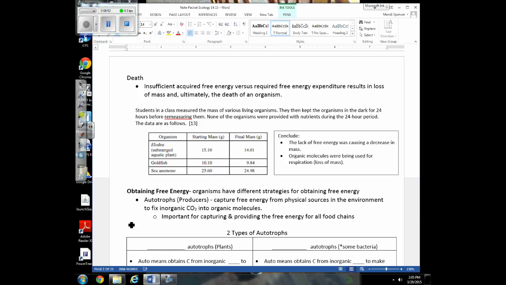It's an easy concept to understand that if there's insufficient free energy, it's going to result in death, but you need to be able to figure out that's the conclusion they're wanting you to make whenever they give you problems like this and data like this.